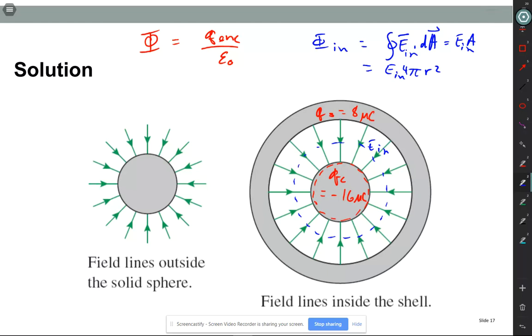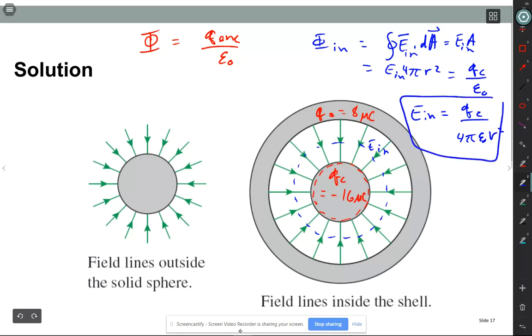And according to Gauss's law, that should equal the charge enclosed, which is QC here, divided by epsilon 0. And so that tells me the electric field inside is equal to QC over 4 pi epsilon 0 r squared, which is exactly the same as what we've seen with Coulomb's law. E is equal to KQ over r squared, since K is 1 over 4 pi epsilon 0.